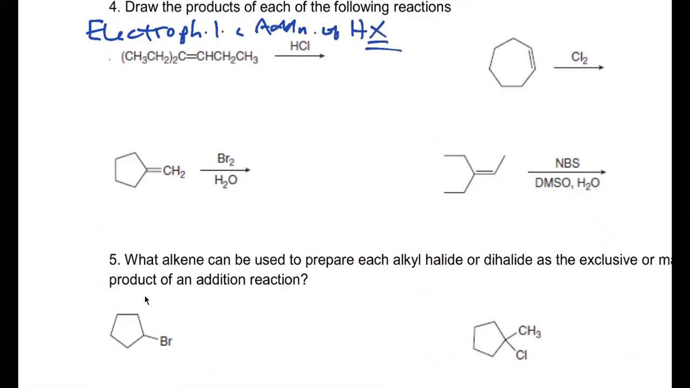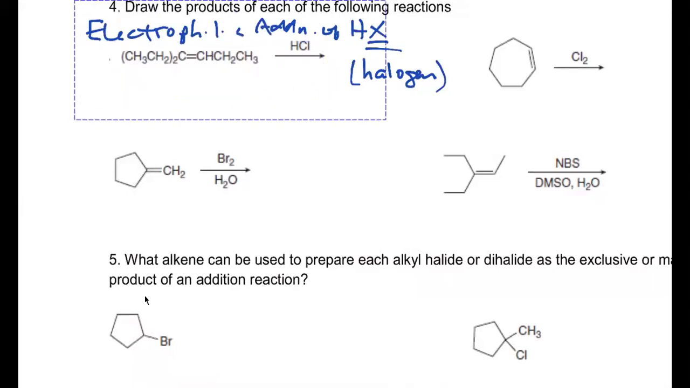Right, and the X in HX, whenever you see that, it's a halogen. So HCl, HBr, HI, it just depends on what acid you're using. So I'm gonna actually draw that out. I'm gonna cut this too, because it's gonna take some. We need more room.